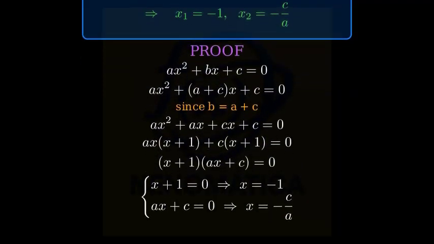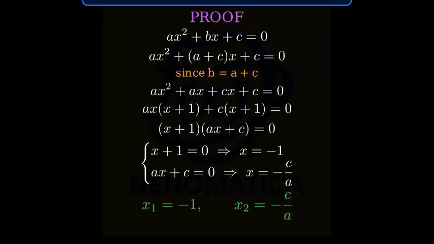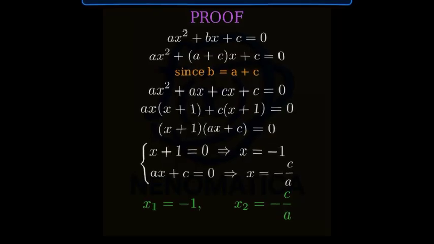Either x plus 1 equals 0, which gives x equals negative 1, or ax plus c equals 0, which gives x equals negative c over a. Therefore, the roots are x sub 1 equals negative 1, and x sub 2 equals negative c over a, exactly as claimed in the theorem.